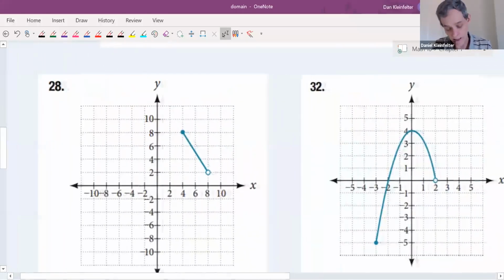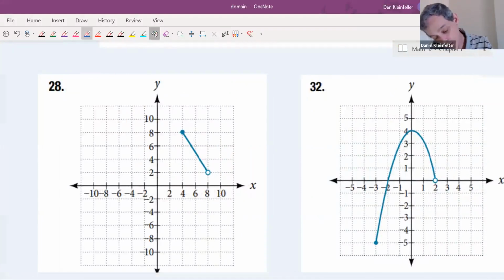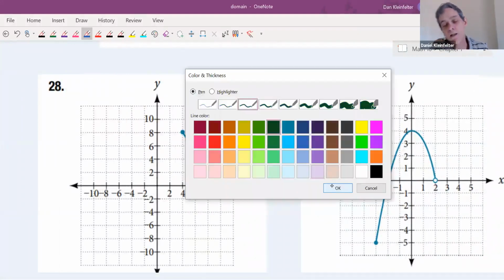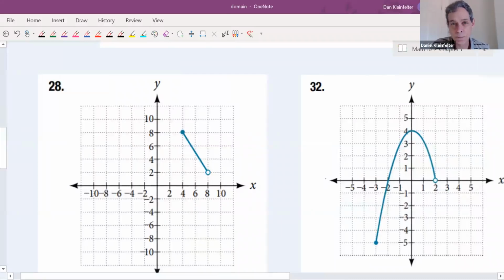Okay, so let's try three of these. Here we want the domain and range. You'll want to pause this and try it on your own and then see how we do.